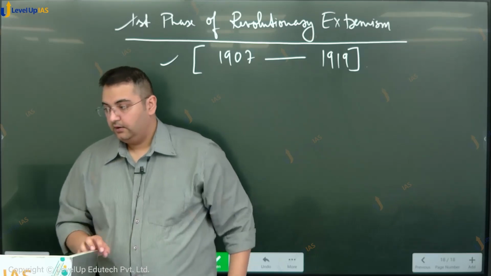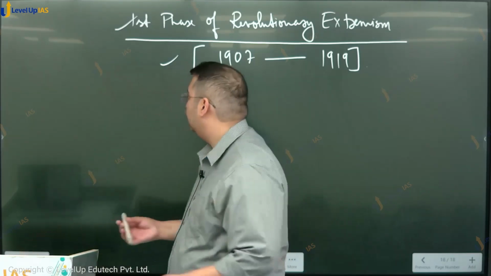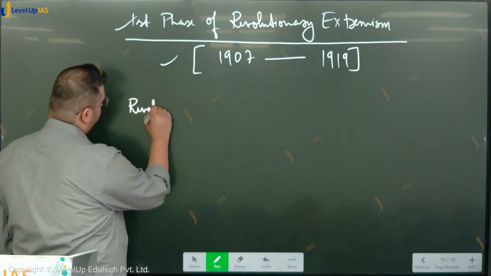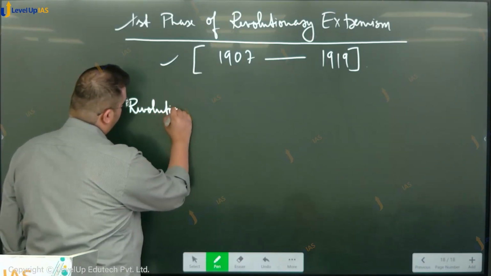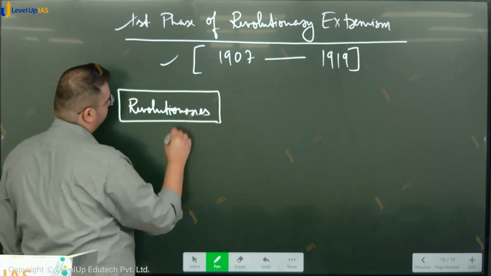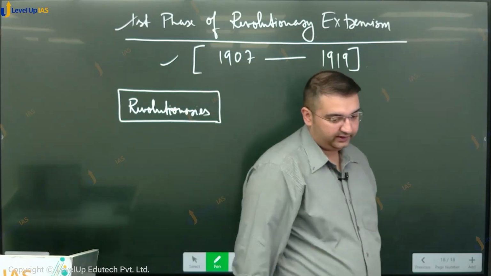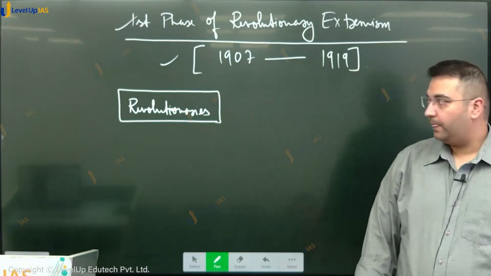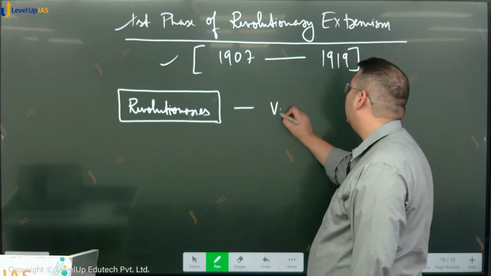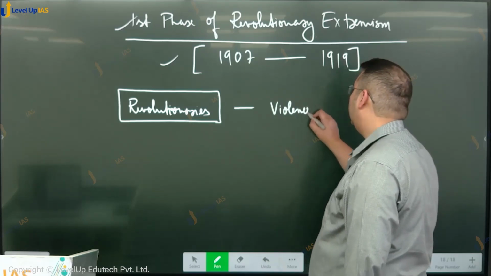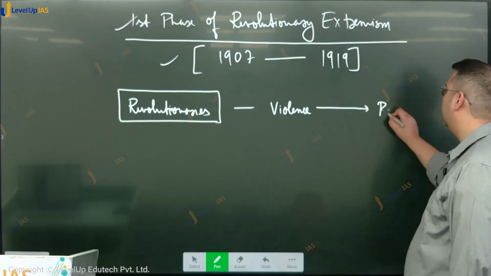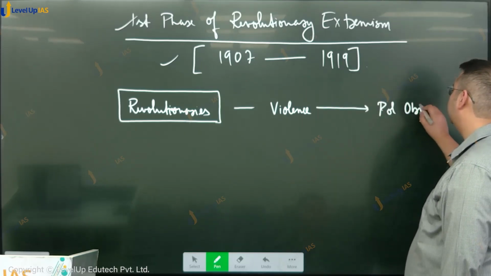Sorry about that. Now, who were the revolutionaries? Revolutionaries हम किनको बोलते हैं in the context of Indian history, modern Indian history? Those who resorted to the use of violence for the fulfillment of their political objectives.